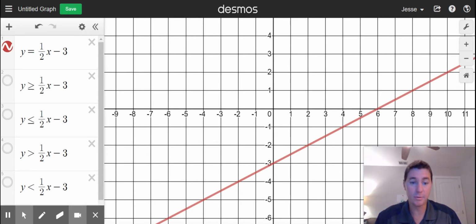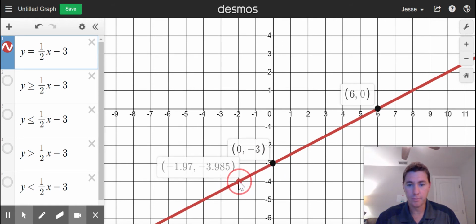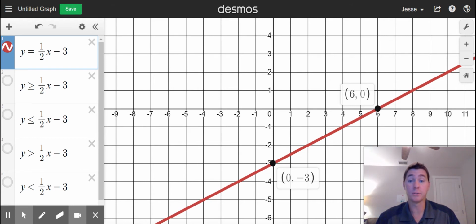That's simple. This line represents all the possible solutions. So every point on here, like the point (6, 0) or the point (5.24, -0.38), or the point (0, -3), or the point (-2, -4). All of these are solutions. They make this equation true. So what happens when this becomes an inequality? Well, an inequality has a lot more solutions, infinite solutions.